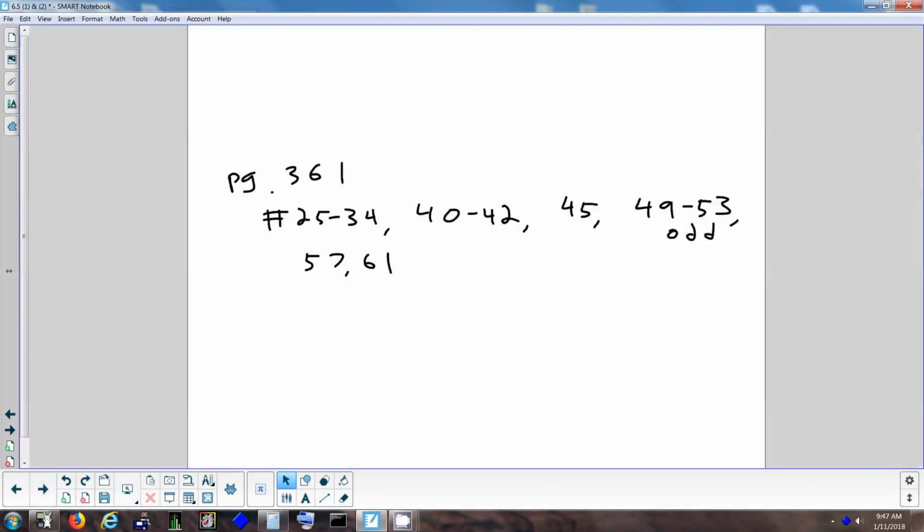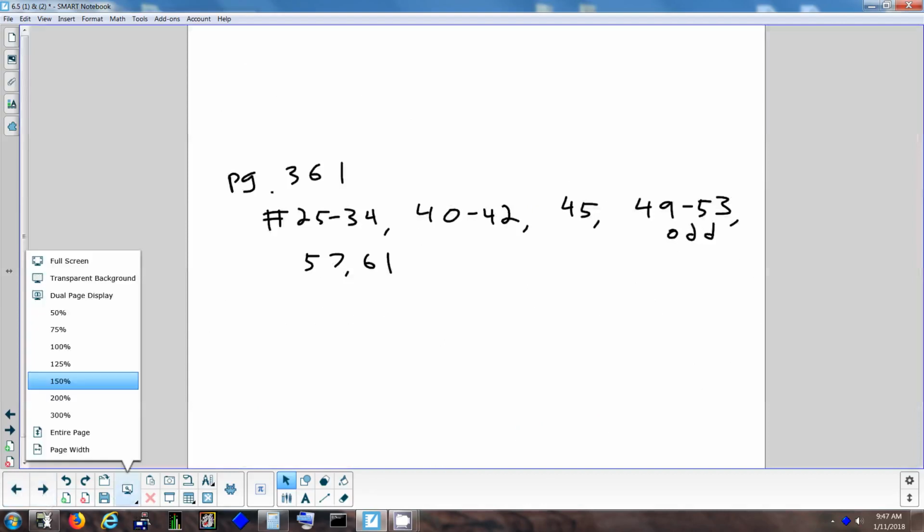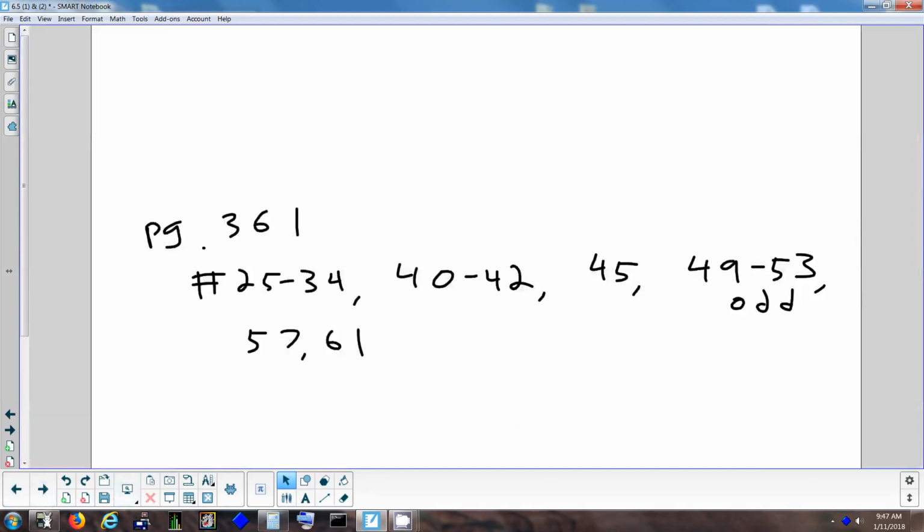Okay, so homework tonight, this is the last homework assignment that's going to count on term 2. It's page 361. 25 to 34, 40 to 42, 45, and then on 49 to 53, just the odds, and then 57, 61. Okay, we'll go over that tomorrow, and then that'll finish up chapter 6. And then we'll take a quick look at the first part of section 7.2, which is more on inverse trig functions.